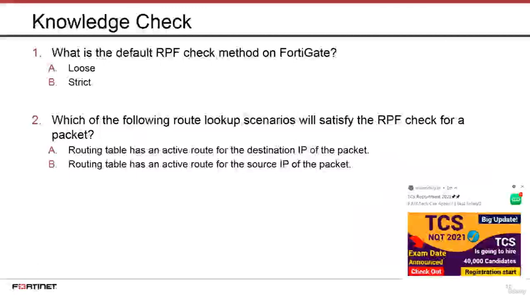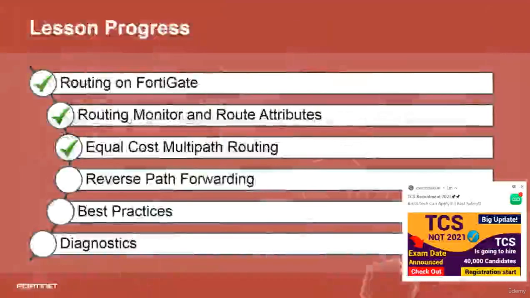What is the default RPF check method on FortiGate? Loose. Which of the following route lookup scenarios will satisfy the RPF check for a packet? Routing table has an active route for the source IP of the packet.